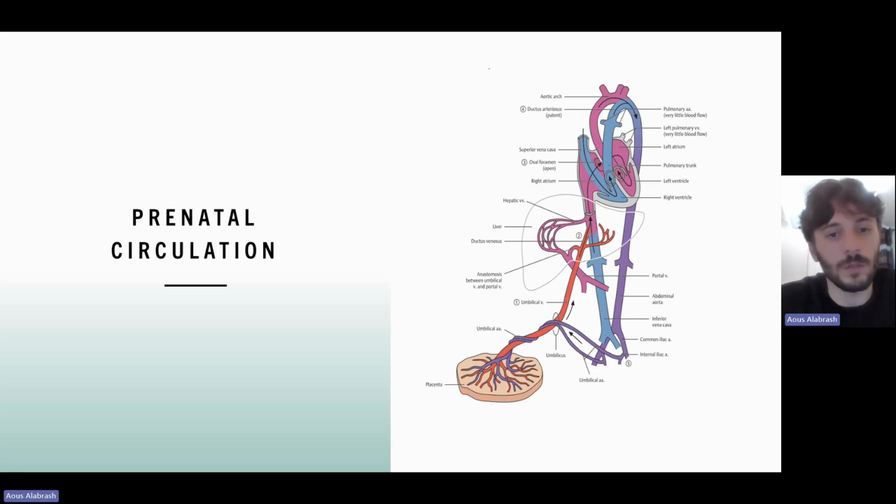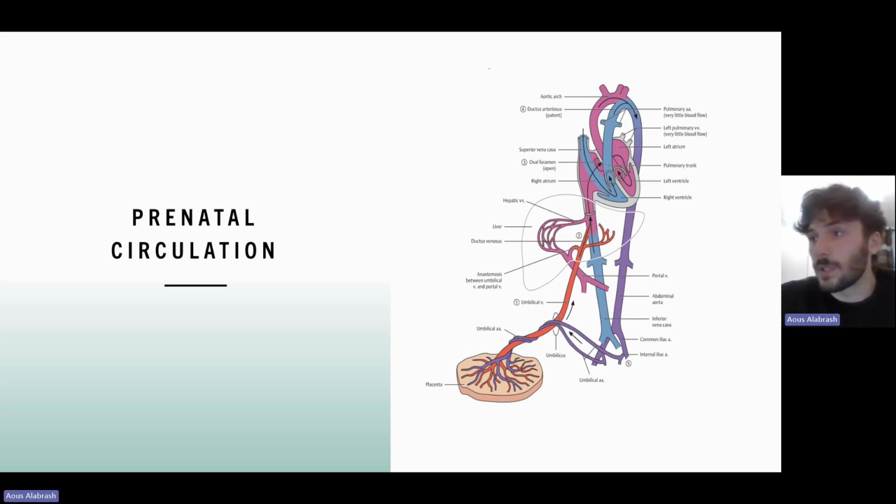Bypass, maybe that would be a good word, to bypass the lungs because they don't need them and they're collapsed anyways, they can't breathe. So starting off, the placenta is the organ that connects the fetus to the wall of the mother's uterus, and that's where they will have the exchange of oxygen and nutrients and so on.